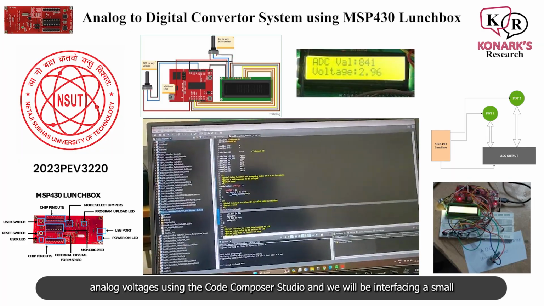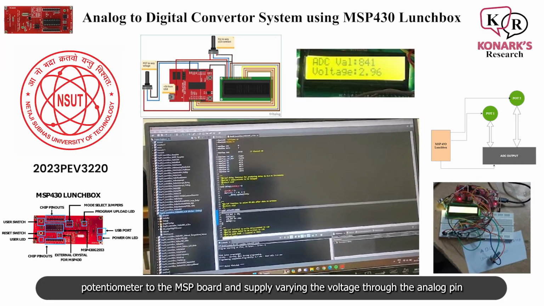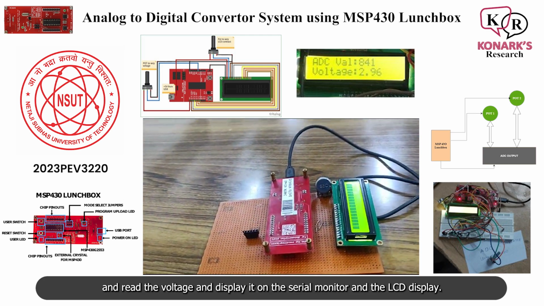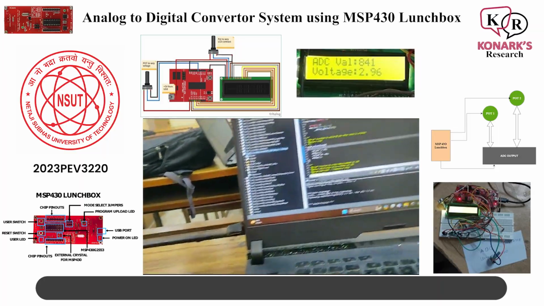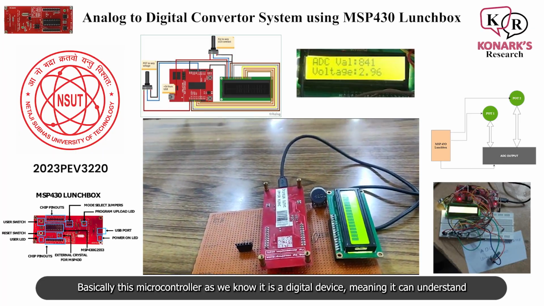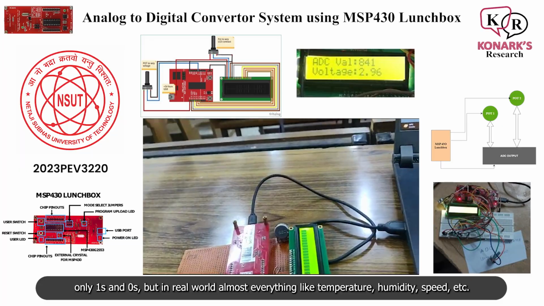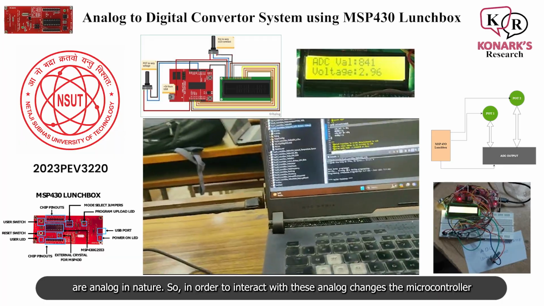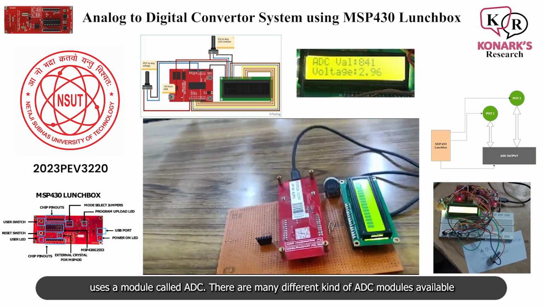It reads analog voltages using Code Composer Studio, and we will be interfacing a small potentiometer to the MSP board, supplying and varying the voltage to an analog pin, and reading the voltage and displaying it on the serial monitor and the LCD display. This microcontroller, as we know, is a digital device, meaning it can understand only ones and zeros, but in the real world almost everything like temperature, humidity, speed, etc. is analog in nature. So in order to interact with these analog changes, the microcontroller uses a module called ADC.